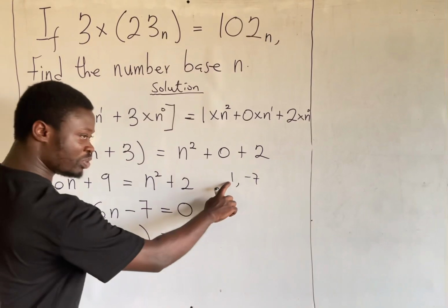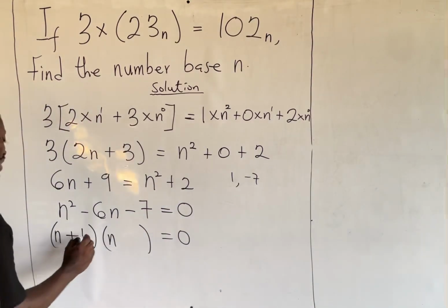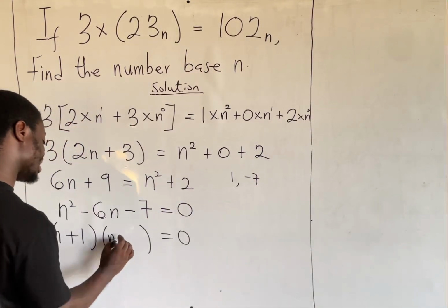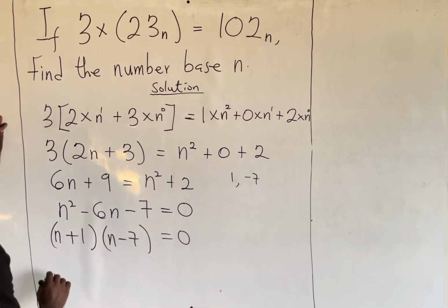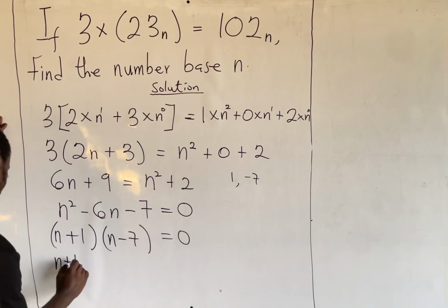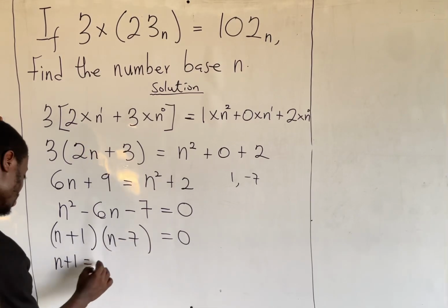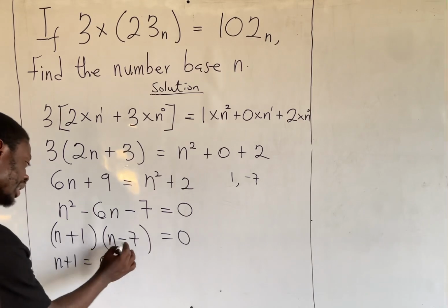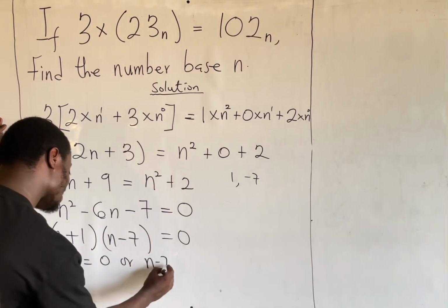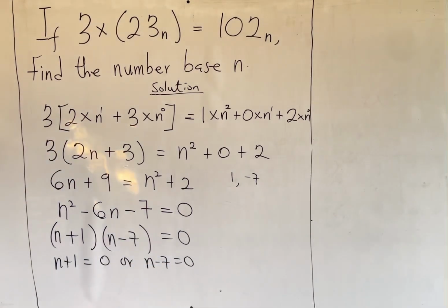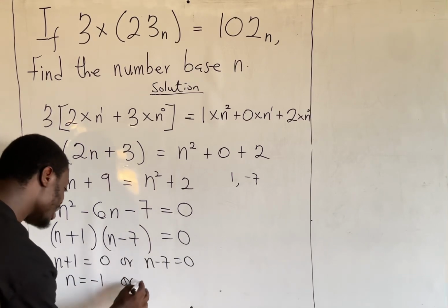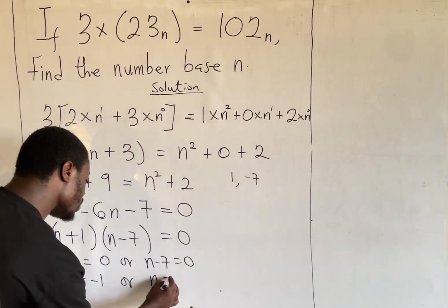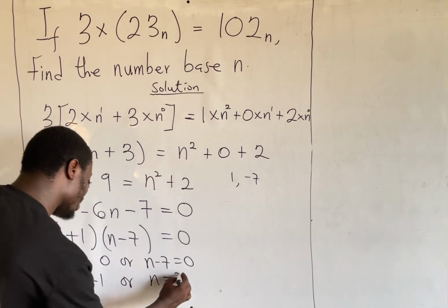So the first number is positive 1, write it here, positive 1. The second number is negative 7, write here, negative 7. Then each bracket is equal to 0. So here we can say n plus 1 is equal to 0. Or this bracket, we have n minus 7 is also equal to 0. Therefore, this one is going to give us n will be equal to 0 minus 1 will give us minus 1. Or this one, n will be equal to 0 plus 7 is 7.